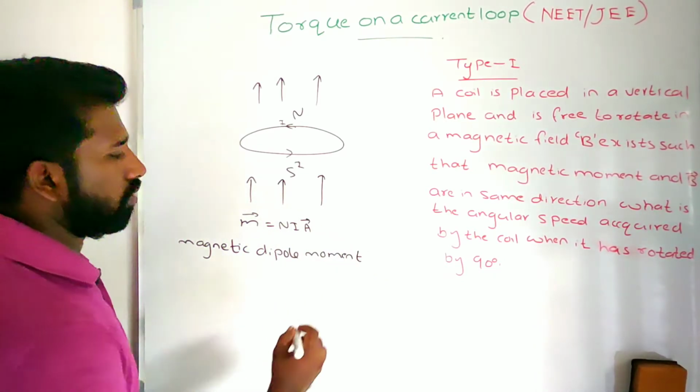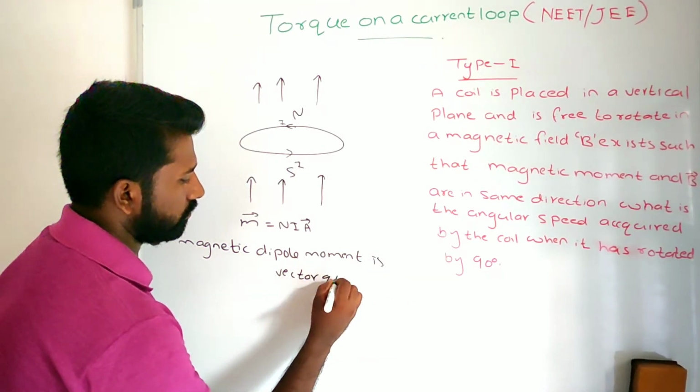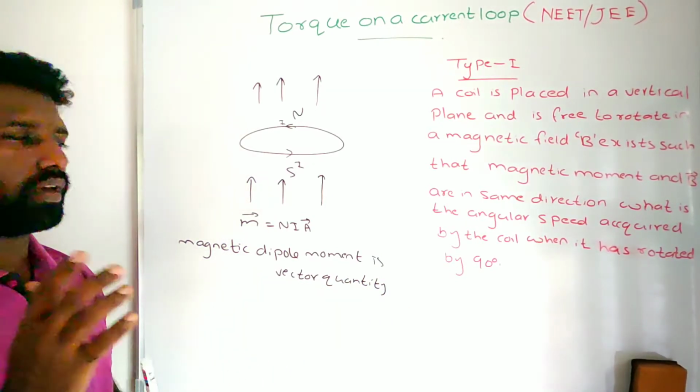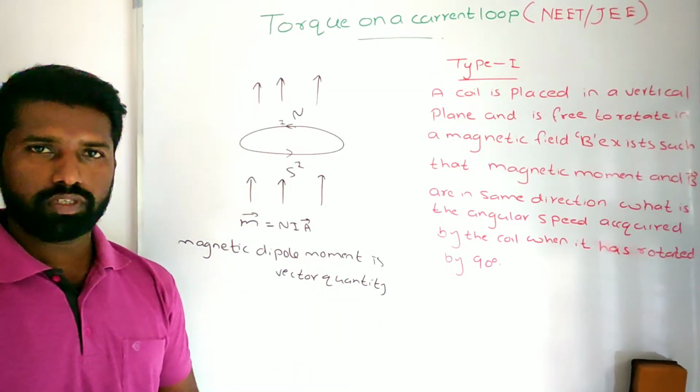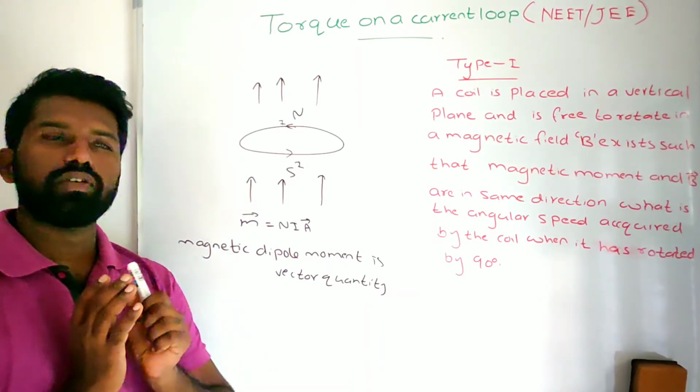is a vector quantity. Its direction is the same as the direction of the area vector. The direction of the area vector can be found by the right hand rule.